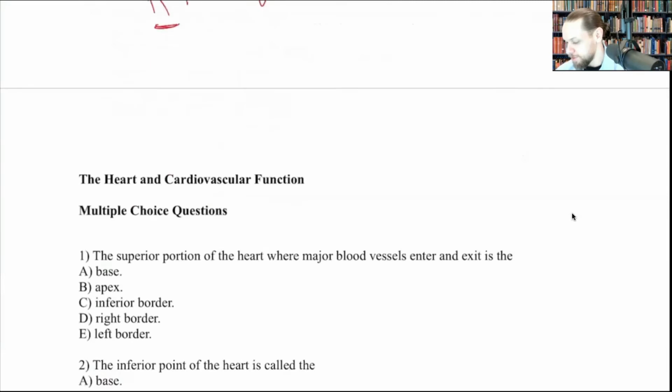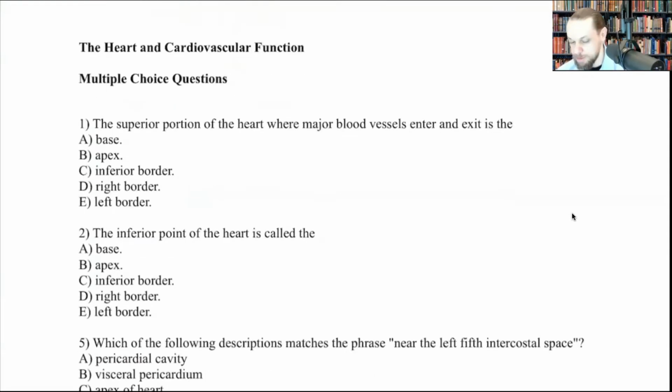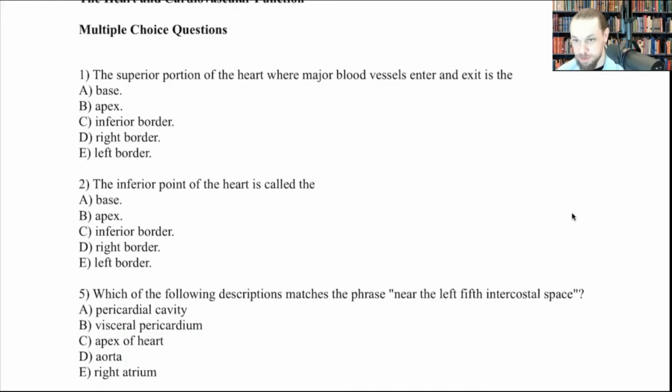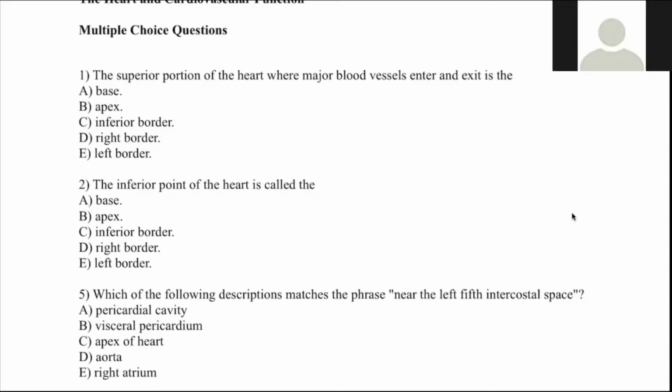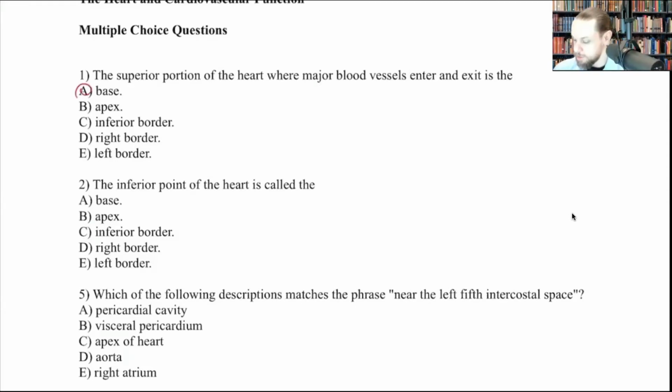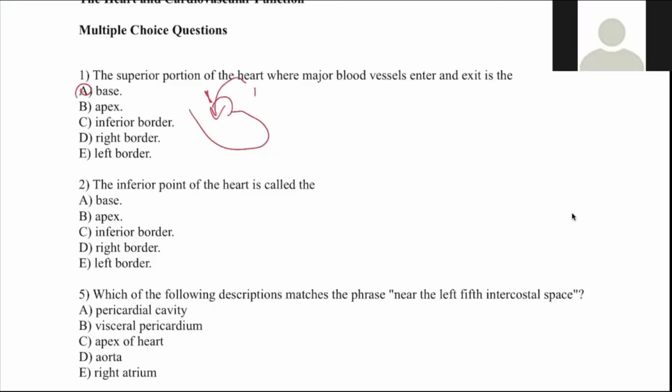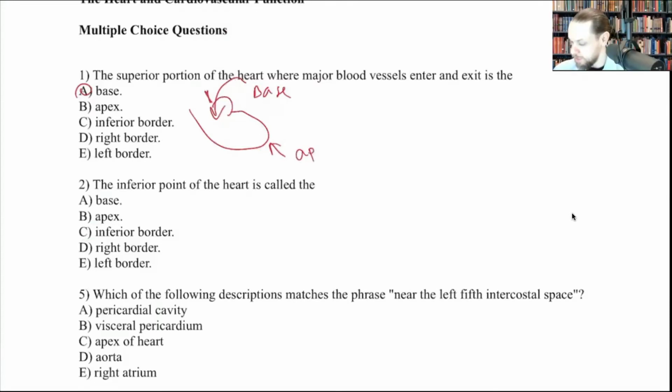Okay. So next we're going to continue with the same questions. It's cardiovascular function, starting with question number 1, and let's go with Syed. The superior portion of the heart where major blood vessels enter and exit is the base. The base is correct, right? So when we draw the heart, this spot was the base, and this was the apex.